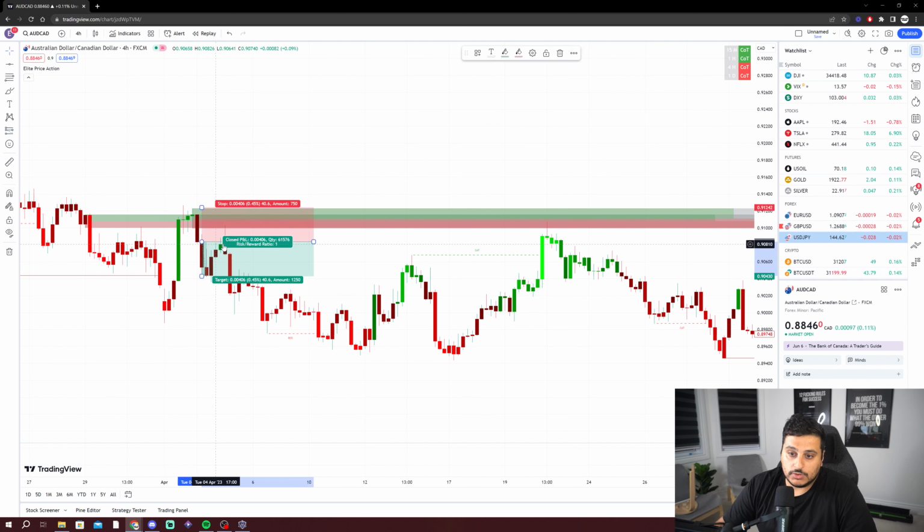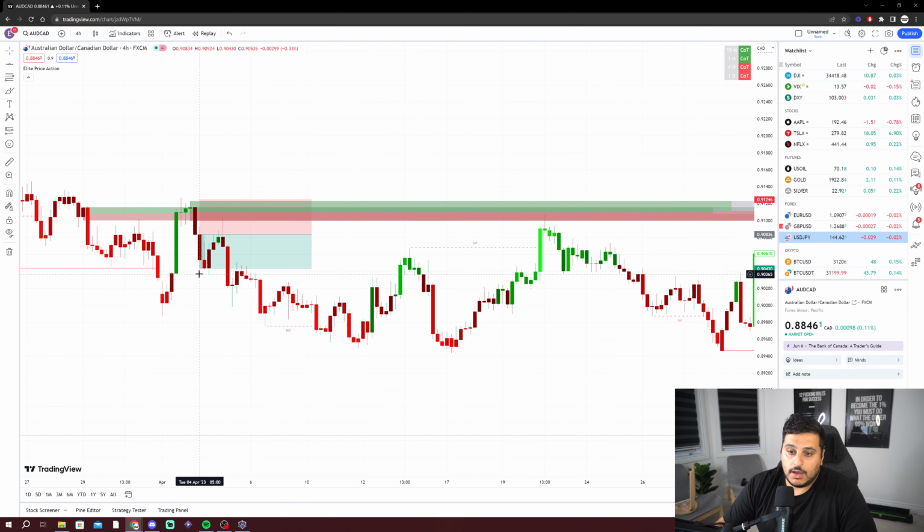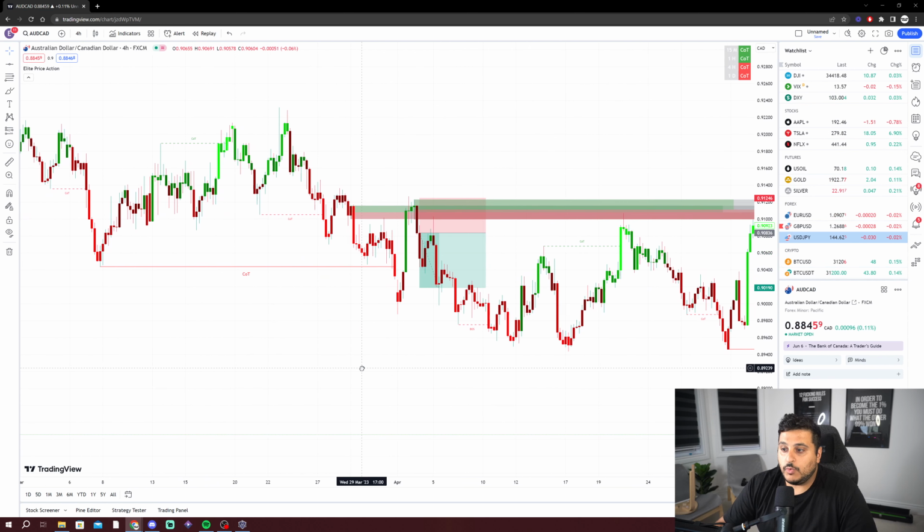So our short here would look like this. Our stop loss slightly behind the order block. And then we want to target again 1.5. This would have been another win right here.